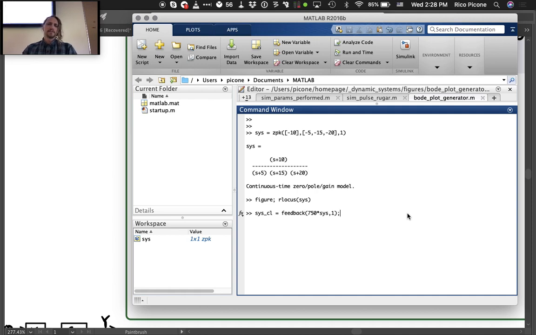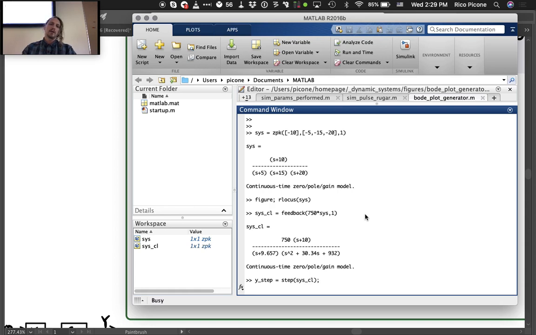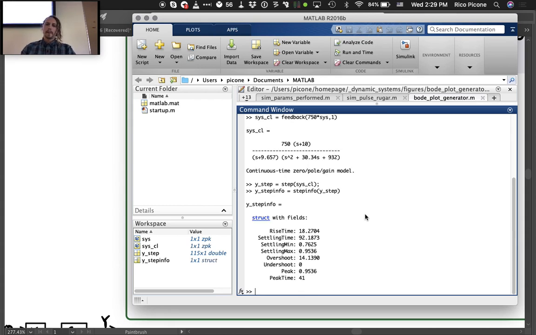Unity feedback. So there's my closed loop transfer function, and let's do a step response. Let's do y step equals step of sys closed loop. Okay, and then let's look at the step info. So y step info equals stepinfo of y step, and I got a settling time or percent overshoot.